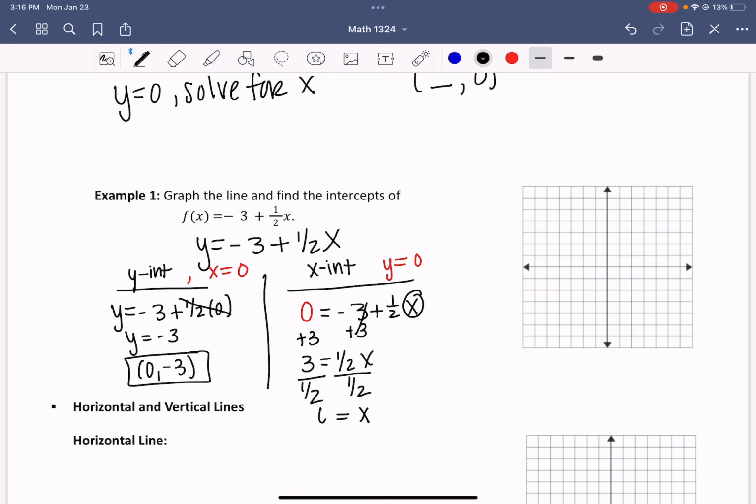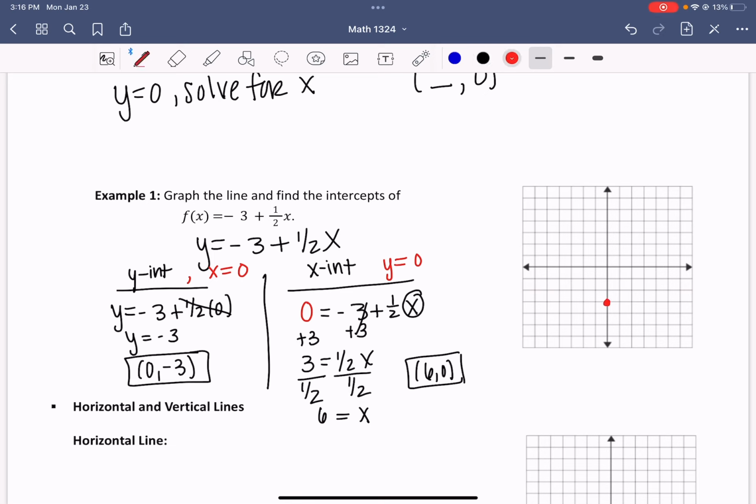And then divide by 1/2. Just use your on-screen calculator. 3 divided by 1/2 is like multiplying by 2, so it gives you 6. So the x-intercept is 6, 0. Now, the whole reason you want to find intercepts, there's our application process to this, but in this example, I just want to use it to graph.